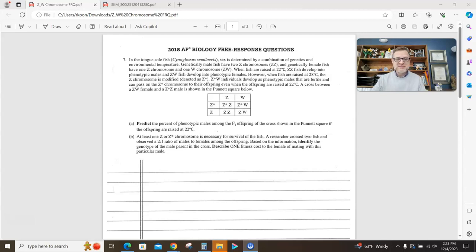Alright, this is question 7 on the 2018 AP exam. As I've said before, on the current format of the exam, there are only 6 FRQs, so there will not be a number 7 on the current AP exam. Alright, let's dig right in.